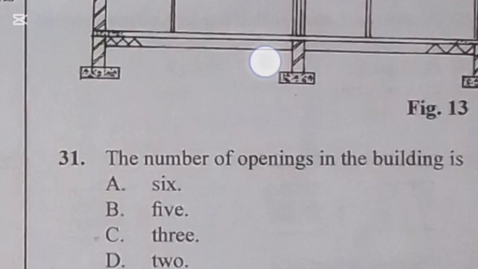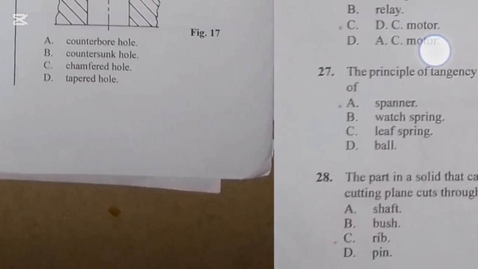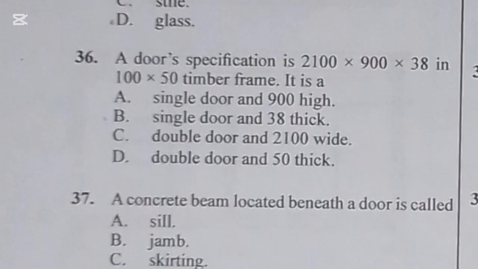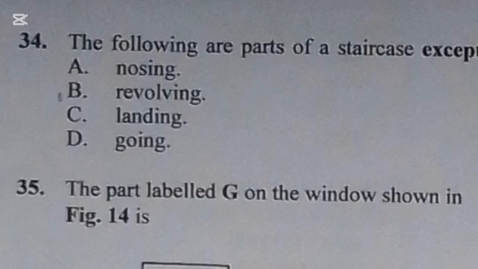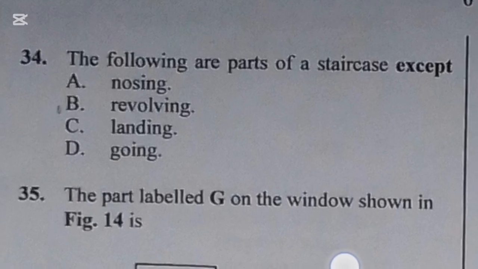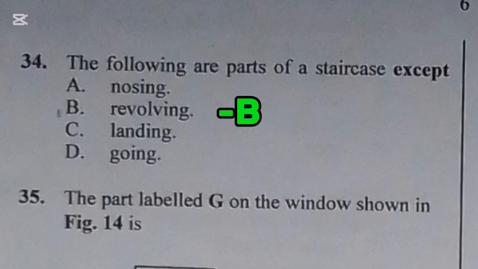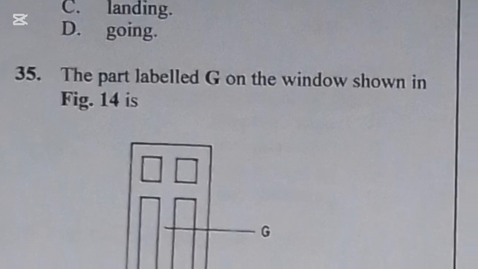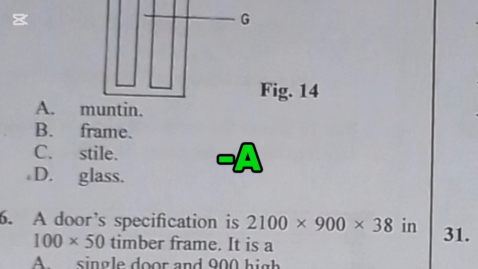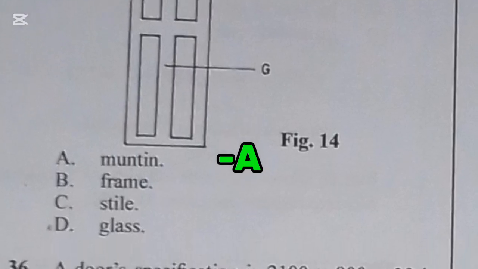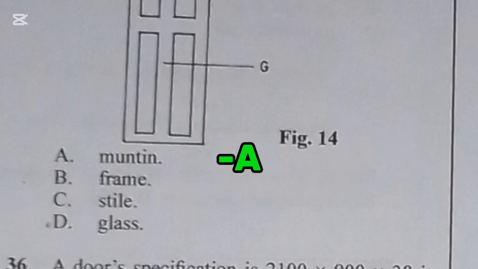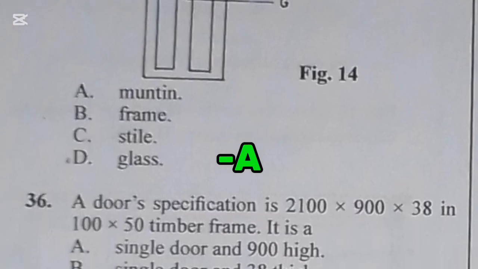Now let's go to question 34. We are told here that the following are part of a staircase except. Nothing is a part of a staircase, landing is a part of a staircase, going is a part. So the correct answer is revolving. Revolving has to do with sectioning, types of section. So B is the correct answer there. Question 35. The part labeled G on the window shown in figure 14 is a mutin. Mutin is the correct answer, which is A.